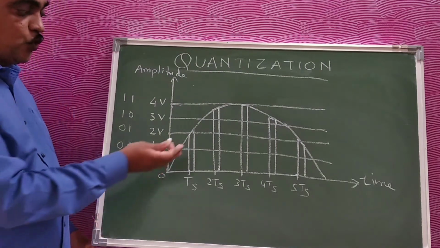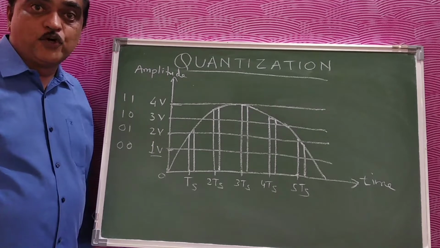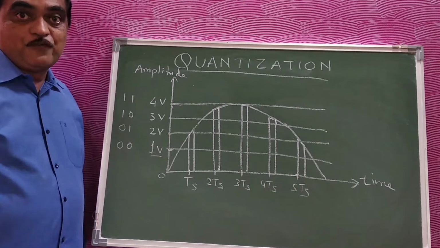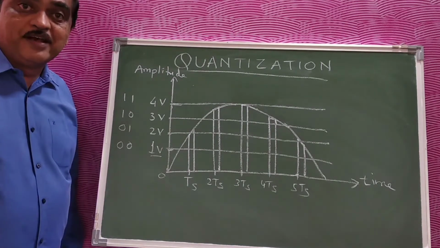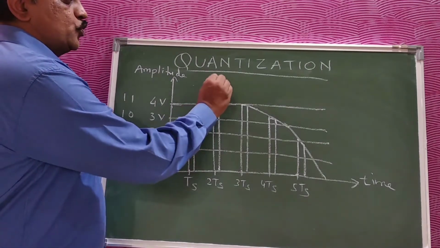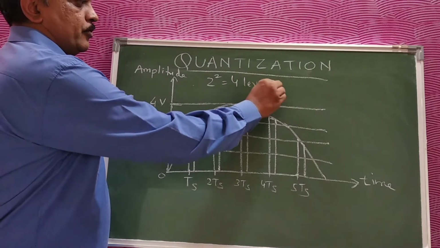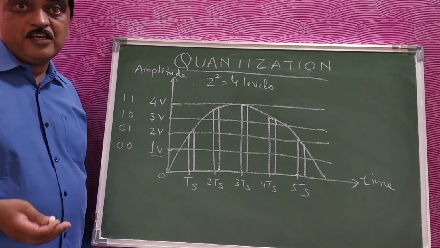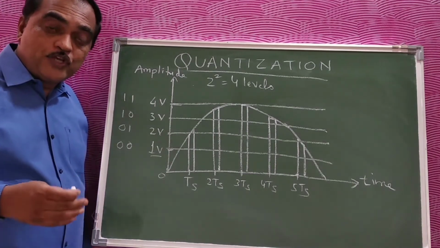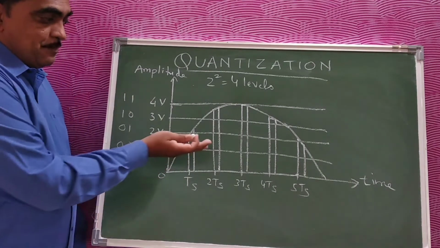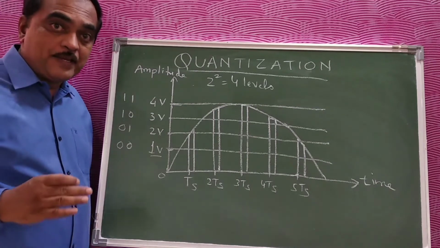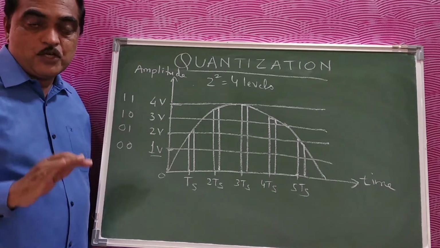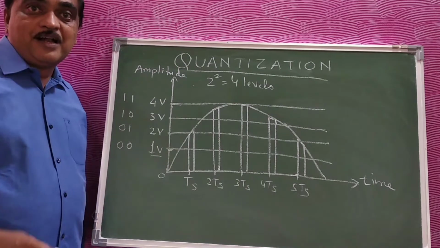How you make the quantization levels depends on how many levels you want, and on what binary data you want at the output. For example, if you want 2-bit binary data at the output, then you can have 2 raised to 2, that is 4 levels. If you want 3-bit binary data, then 2 raised to 3, that is 8 levels. If you want 4-bit, then 2 raised to 4, that is 16 levels. So the number of levels depends on how many binary bits you want at the output, what your bandwidth is, and how much quantization error you want to minimize. Based on all those things, the number of levels will be decided.